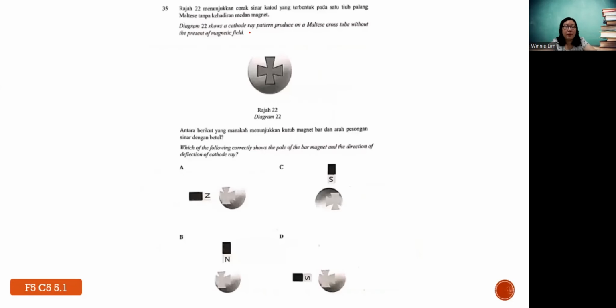Number 35, diagram 22 shows a cathode ray pattern produced in a Maltese cross tube without the presence of a magnetic field. Which of the following correctly shows the pole of the bar magnet and the direction of deflection of the cathode ray? The idea is that the moment you bring a magnetic field nearby, the cathode ray will shift. How do you determine the direction of the shift? By using Fleming's left-hand rule.